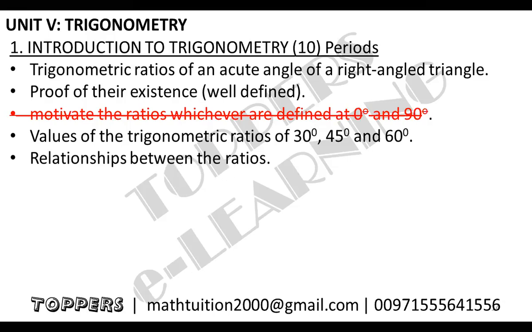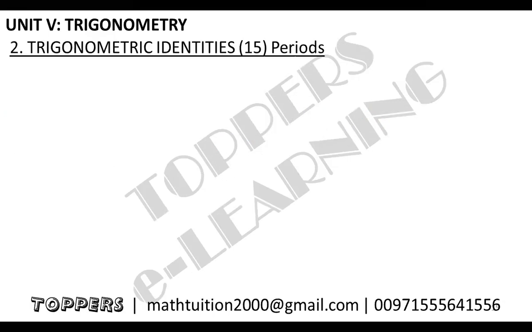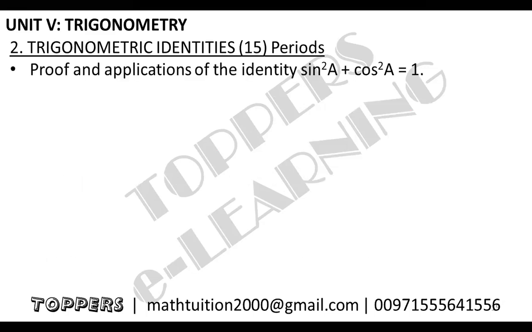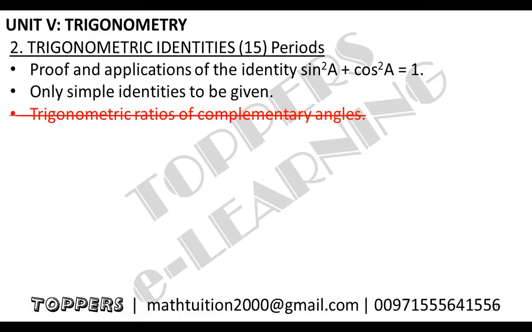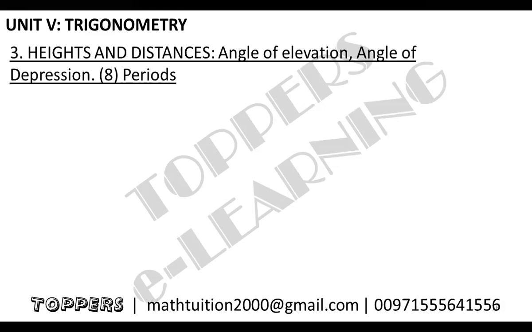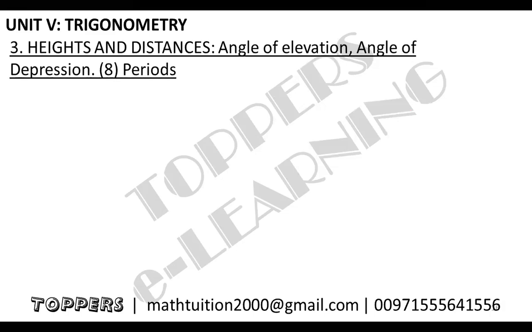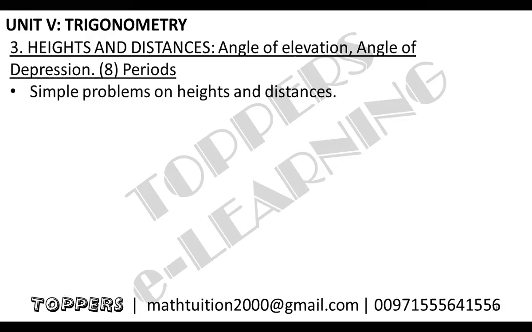Relation between the ratios is the second part. Trigonometric identities, 15 periods. Proof and application of the identity sin square A plus cos square A equal to 1 is the only simple identity to be given. Trigonometric ratios of complementary angles is reduced. Sin 90 minus theta, cos 90 minus theta, the complementary angles, taken. It's not there.